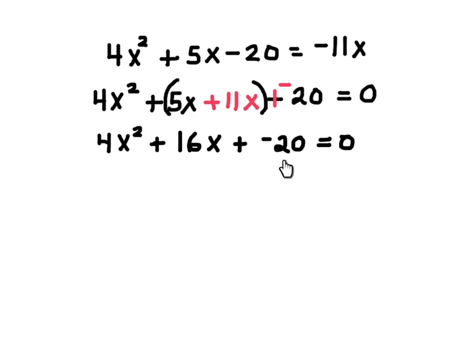So I need to factor the left-hand side so it's no longer the sum of three terms, but the product of factors. And let's start by factoring out the greatest common factor. I can see that 4 goes evenly into 4, 16, and 20. So what I get is 4 times x squared plus 4x plus negative 5.